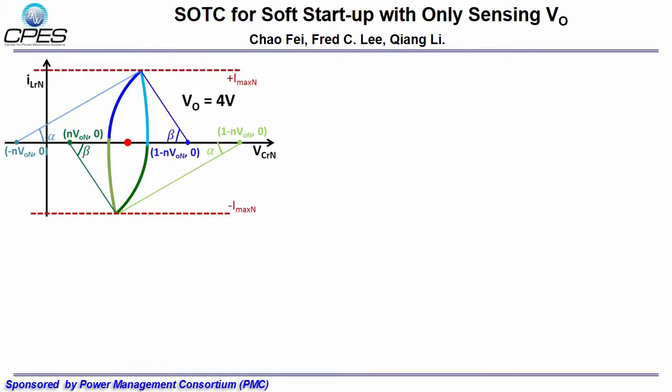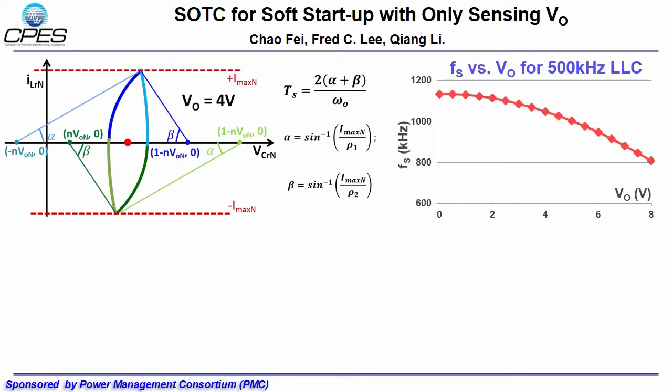To solve the problem of digital delay, simplified optimal trajectory control for soft startup with only sensing output voltage is proposed. For a given output voltage, we can know the center of the trajectory, and for a given current stress, we can know the radius. So the switching frequency can be derived using these equations, and we can derive the switching frequency versus output voltage for a given power stage. The maximum startup frequency for this 500 kHz LLC converter is around 1100 kHz.